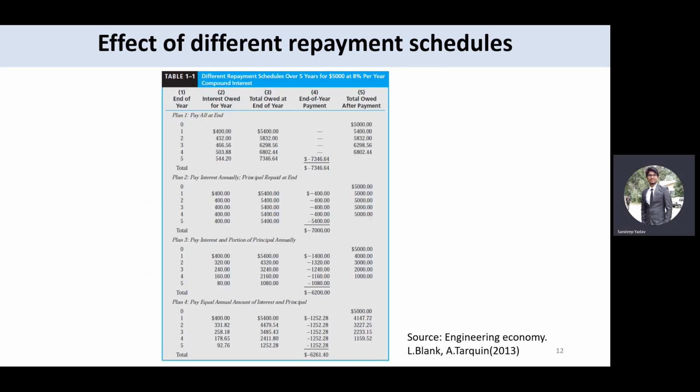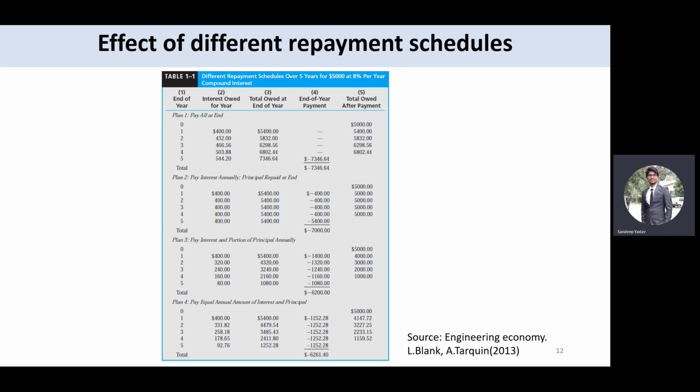Now let's see the effect of different payment schedules. Suppose you are getting a loan for 5 years, and you have 4 options, like plan 1. This column shows the end of year. This is the interest owed for the year. This column shows the total owed at the year end, and the end of year payment. And this shows the total amount after payment. Now this table shows the different repayment schedules over 5 years for $5,000 at an interest rate of 8% per year of compound interest.